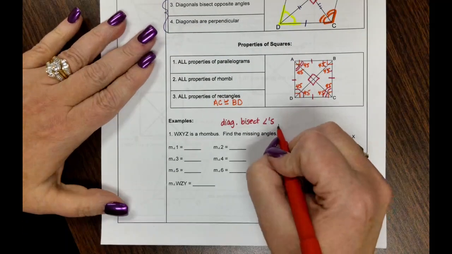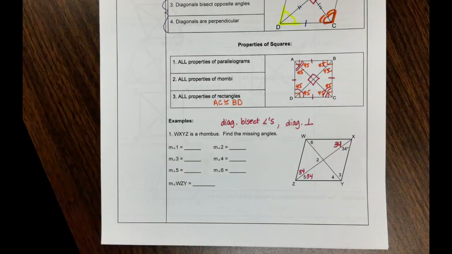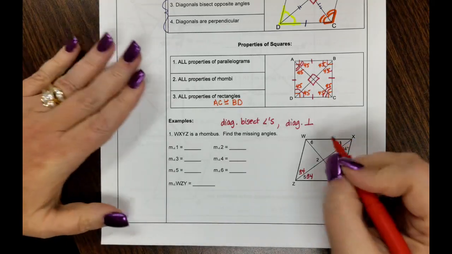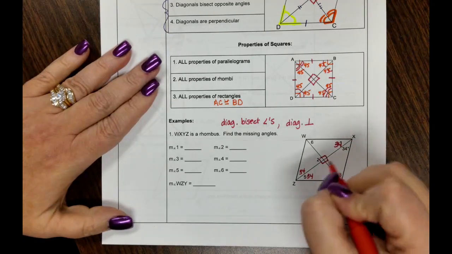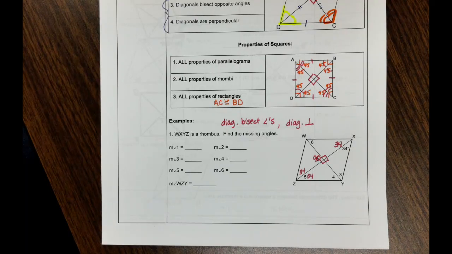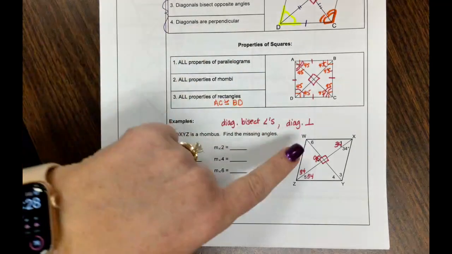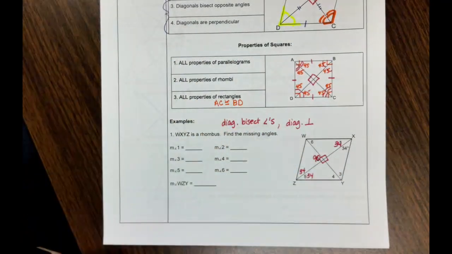Well, the other thing that I know is that the diagonals are perpendicular. Perpendicular means that they are 90 degrees. That means all of these angles are 90 degrees, which means that angle 2 is 90 degrees. Now, when you look at that, what I want you to see when you're looking at this rhombus is you have 1, 2, 3, 4 right triangles.